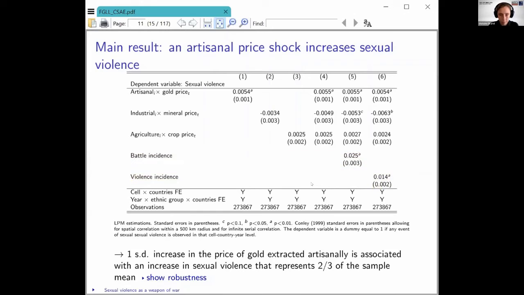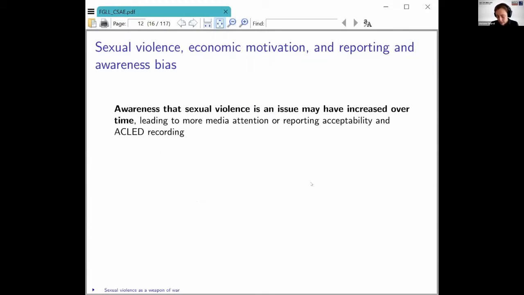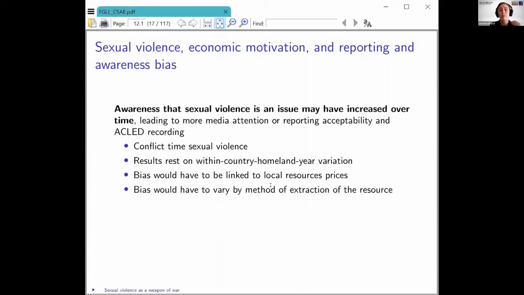relation to other forms of violence. A last thing that is really important to discuss here is the idea that sexual violence is not just like any other sort of violence, as awareness of it may have changed over time. We don't believe that this is an important question in our results. We focus on a very specific type of conflict and sexual violence result, and we rest on this very detailed level of variation at the country, homeland, and year. Any bias would have to be linked to local resource price and vary by method of extraction, given that we obtain almost opposite results for artisanal gold mines and industrial gold mines.